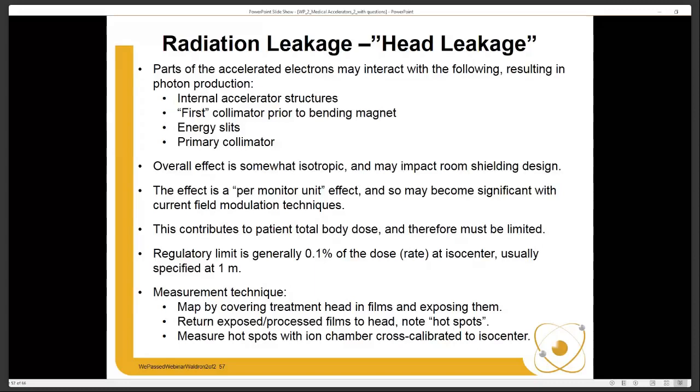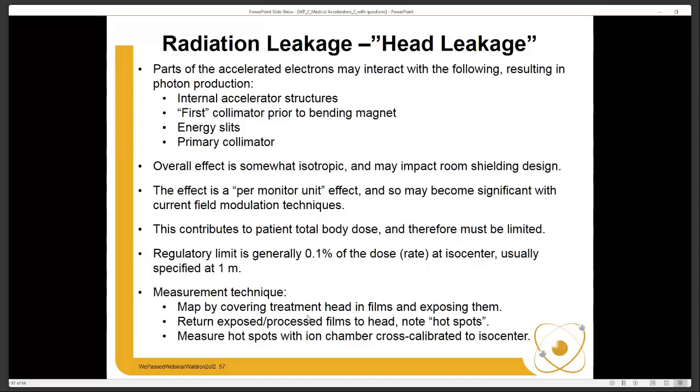So if I'm commissioning a machine and I need to figure out what the head leakage is, there are two ways I can go about it. I can accept the manufacturer's statement that it's less than 0.1% and assume that the machine was built perfectly in the factory, or I can go ahead and measure it. And the measurement technique is as follows.